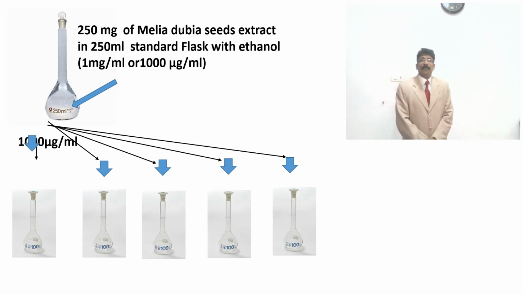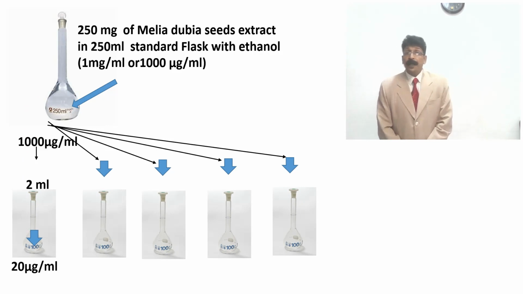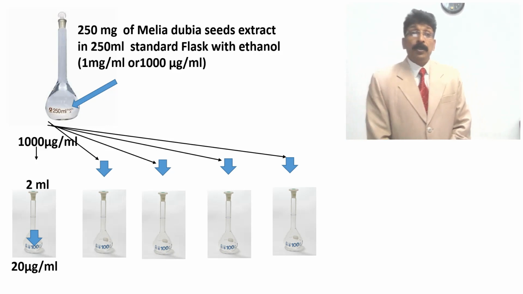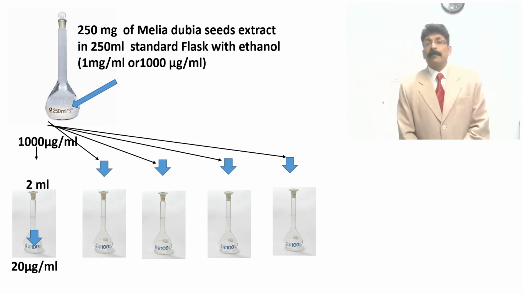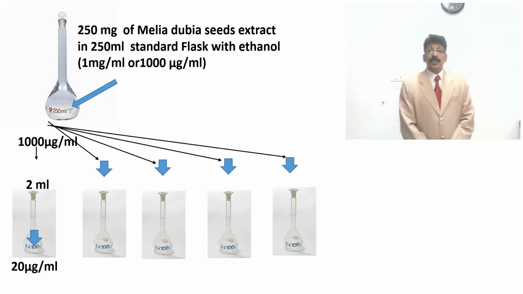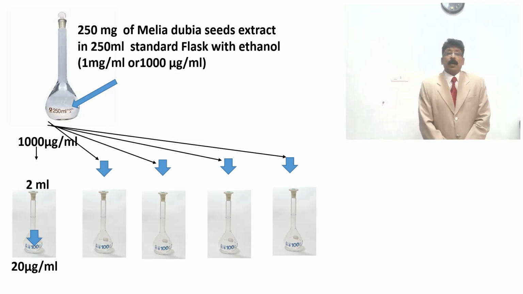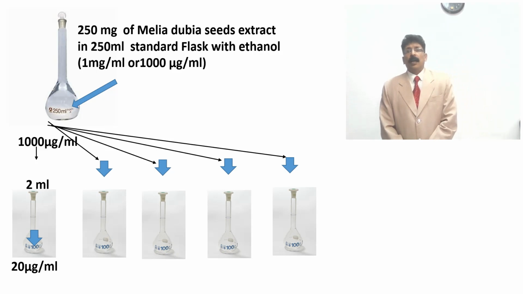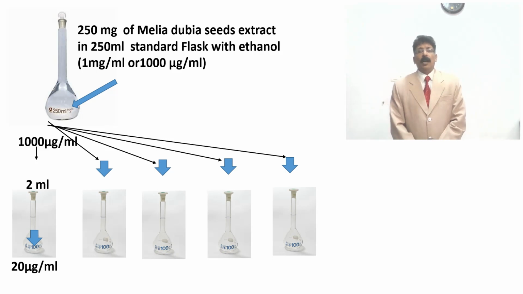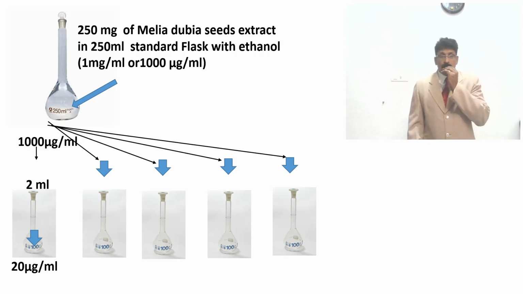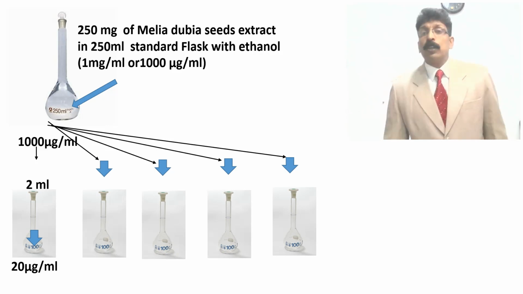So for example, we take 2 ml. 1 ml will have 1 milligram, so 2 ml will have 2 milligram. 2 milligram in 100 ml, make up the volume with ethanol. So 2 milligram divided by 100, automatically you can see that it's 0.02, so it comes to 20 microgram per ml concentration.